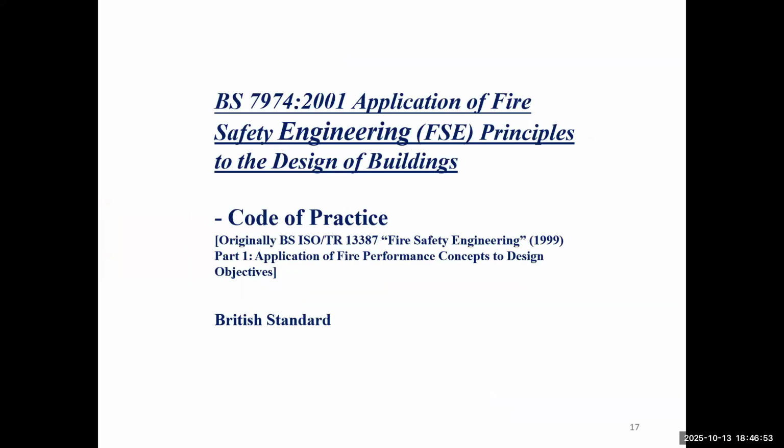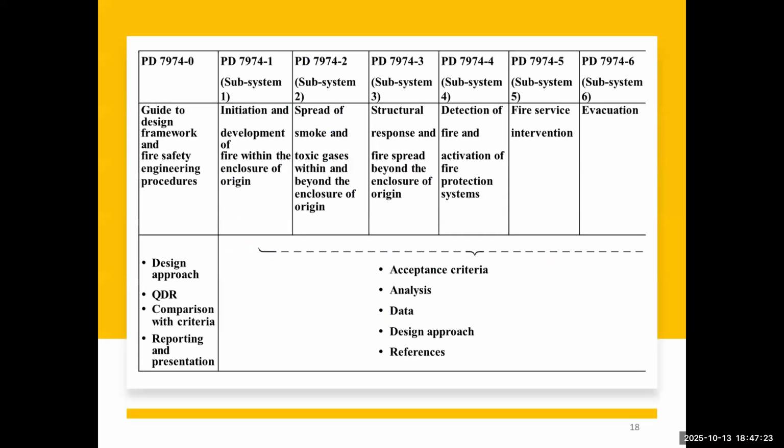Now let's introduce a very, extremely influential document, and I think it will show up in your final test. That is the British Standard, BS 7974. You can pay your attention to this part. It provides a comprehensive code of practice for applying fire safety engineering principles, showing a global evolution of this idea. BS 7974 is supported by a series of published documents, also known as PD.